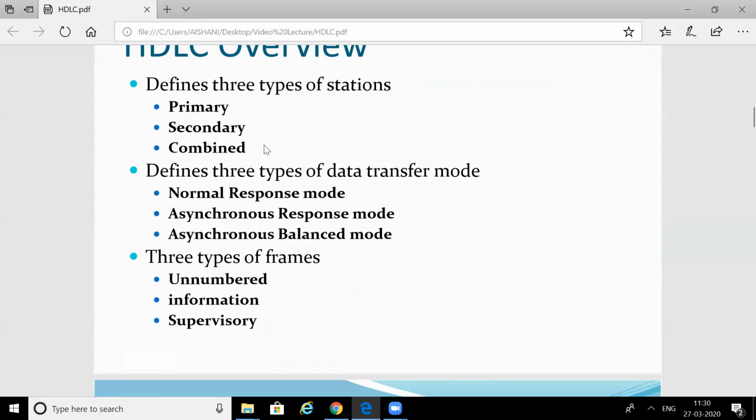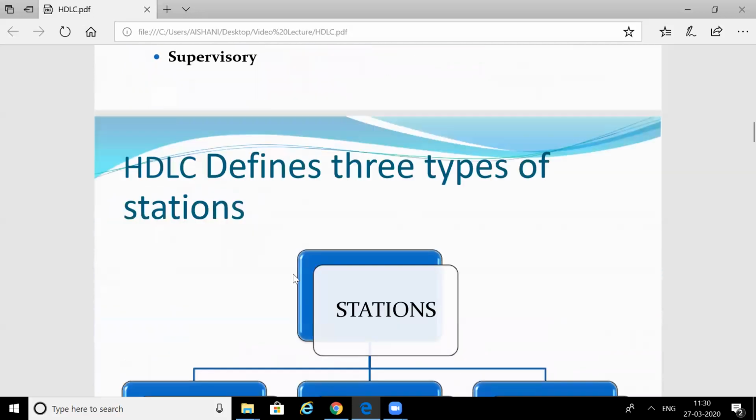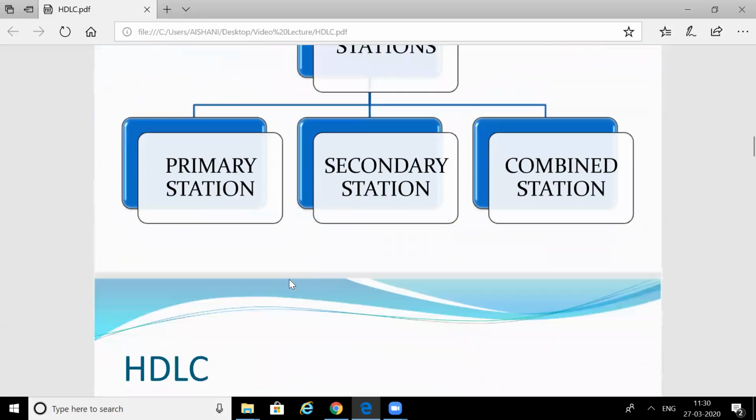There are three types of stations. First, we'll discuss the stations. The three types of stations are primary station, secondary station, and then combined station. Then we'll discuss the different types of data transfer modes. And finally, we'll discuss the three types of frames used inside HDLC. So we'll start with the types of stations.